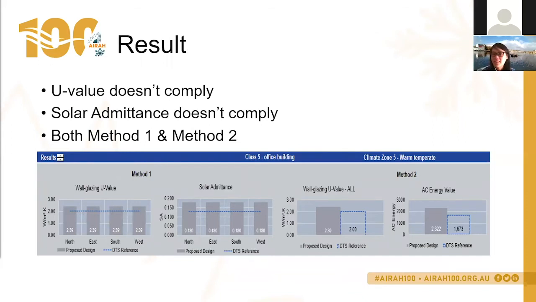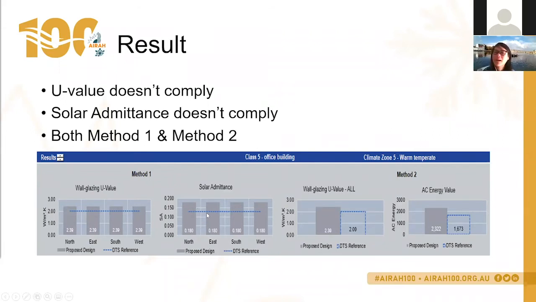So having put all of those values in, the calculator has told us that with our specifications that we've put in there, the wall glazing U value doesn't comply on every single aspect. So you can see that shaded there, my proposed design gives me a U value of 2.39, whereas my limit is 2.0. So I need to decrease it below the blue dotted line. With solar emittance, I similarly don't comply on every single aspect. I should be sitting at, I think this is 0.13, but I'm sitting at about 0.18. So somehow I need to reduce it.